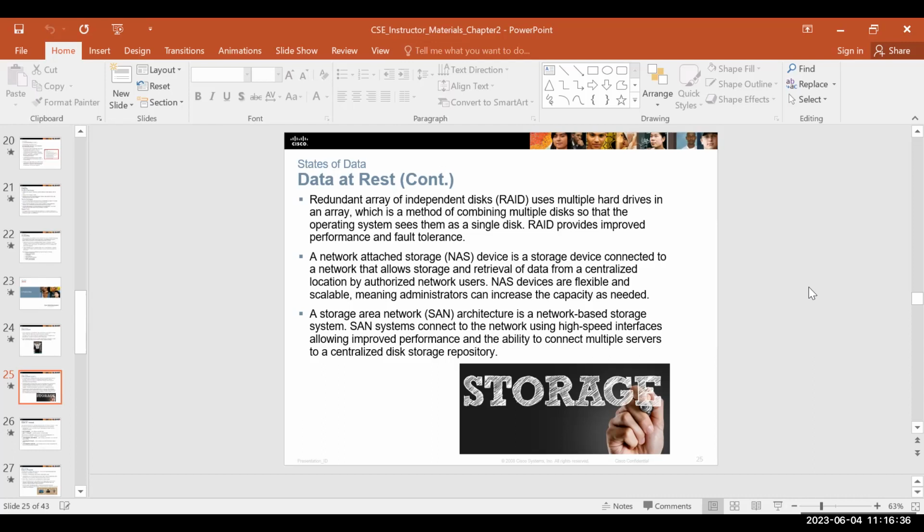Network attached storage, NAS, is a network attached storage device.